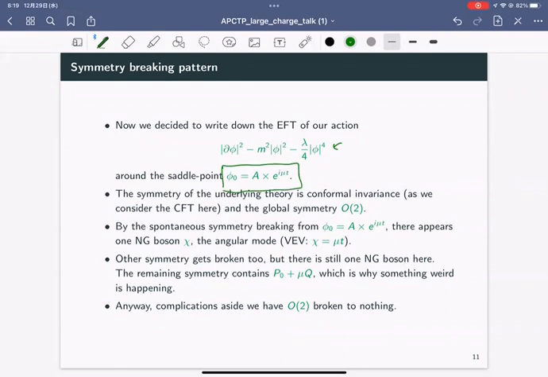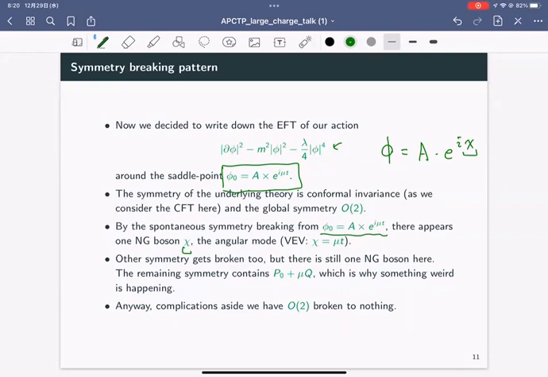Great. So the symmetry of the underlying theory is conformal invariance, because we were talking about CFT, and the global symmetry O(2). By spontaneous symmetry breaking, there is one Nambu-Goldstone boson, which is chi. Chi meaning angular field. So I define phi to be a times exponential i chi. Chi is the Nambu-Goldstone boson of the O(2) breaking. Other symmetry also gets broken, but there is still one Nambu-Goldstone boson here.